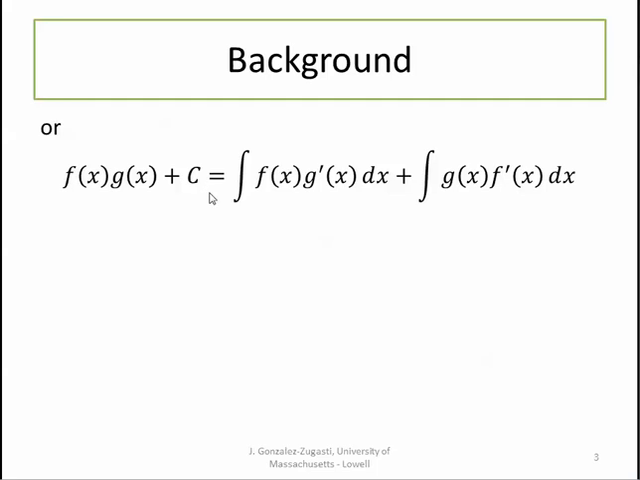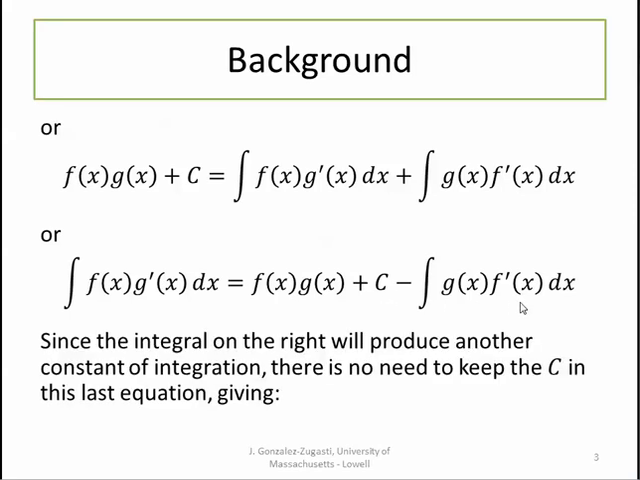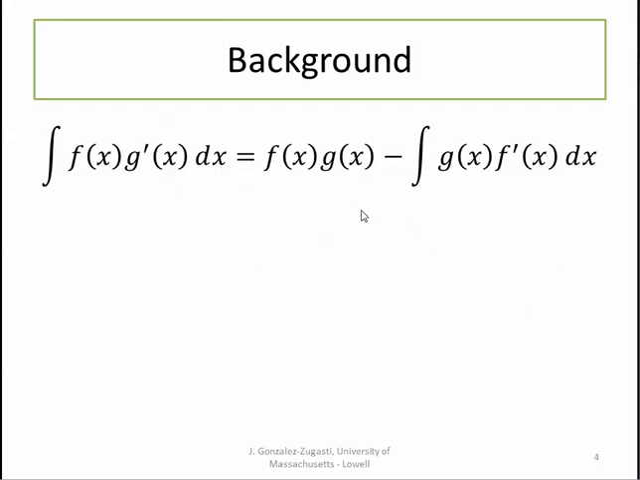So now if we take this equation here and solve it for the first term on the right-hand side, we get this new equation, which says that the integral of f times g prime is equal to f times g minus the integral of g times f prime. And there's this arbitrary constant here, but we don't need to worry about it. We can get rid of it because when we do this indefinite integral here, we're going to end up with another arbitrary constant. So this equation becomes this one.